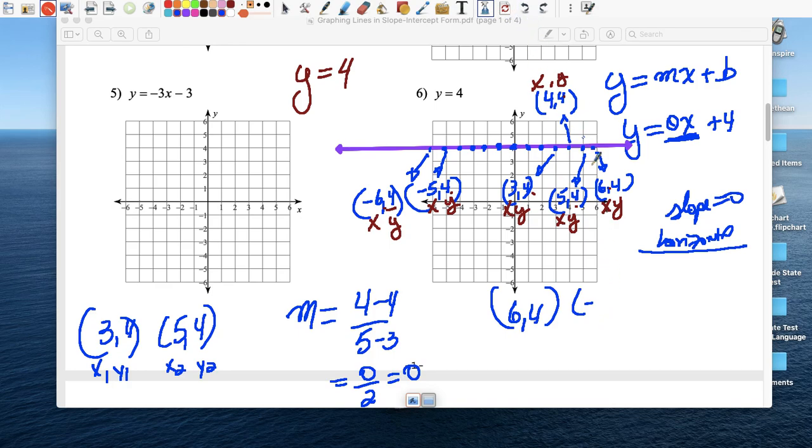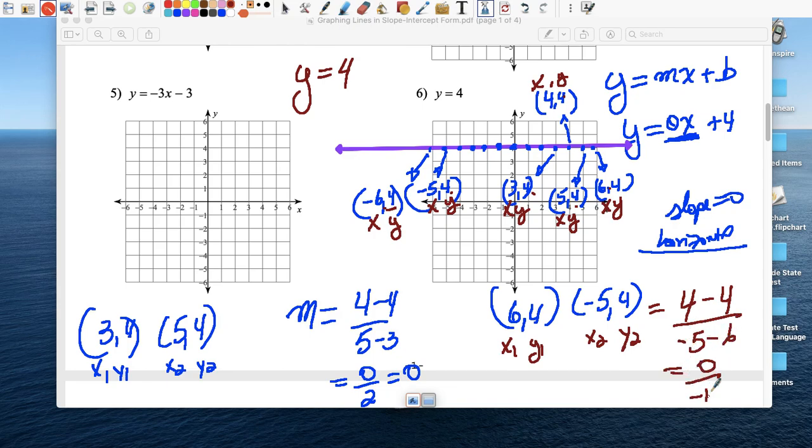Pick another point. Let's pick this point right here, 6, 4, and this point right here, negative 5 and 4. Let's find the slope again. This is x1, y1, this is x2, y2. Doesn't matter who you pick as your x and y's. 4 minus 4, and at the bottom, negative 5 minus 6. I get 0 over negative 11. Isn't that the same thing as 0? So no matter which 2 points you pick on the line, the slope, m, is always going to be 0.